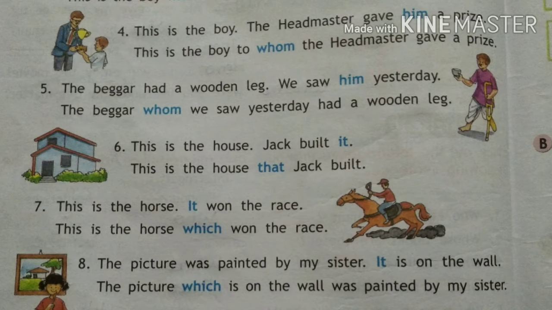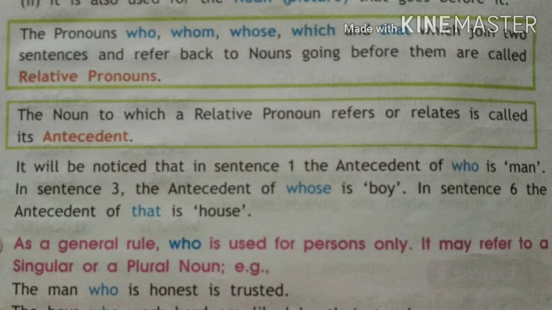So we say that whom, that, which, who and whose are all relative pronouns which we use to join sentences and relate to the noun that comes before it. The pronouns who, whom, whose, which and that, which join two sentences and refer back to the noun going before them, are called relative pronouns. The noun to which a relative pronoun refers or relates is called its antecedent.